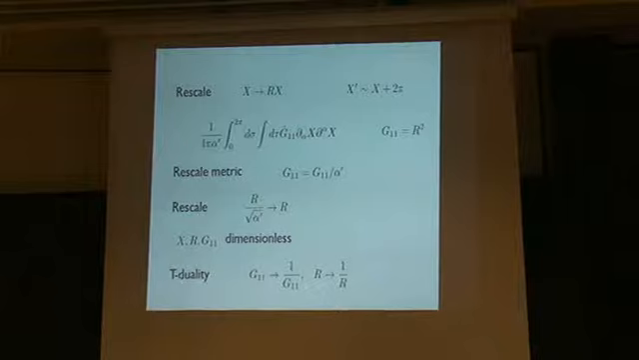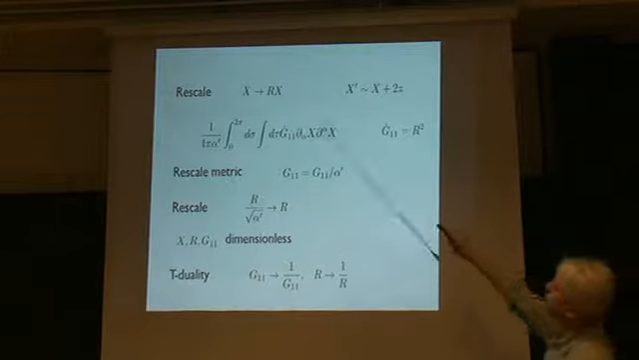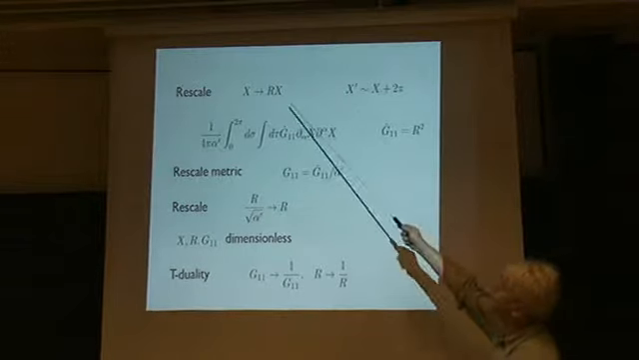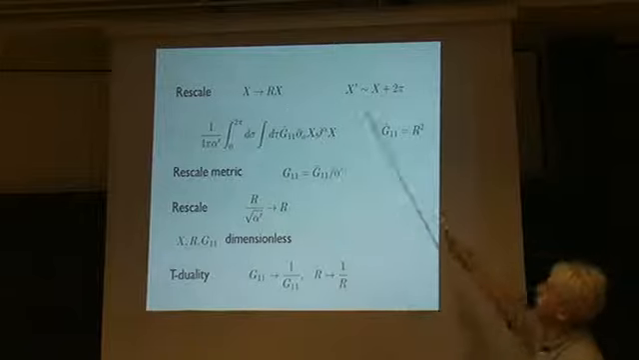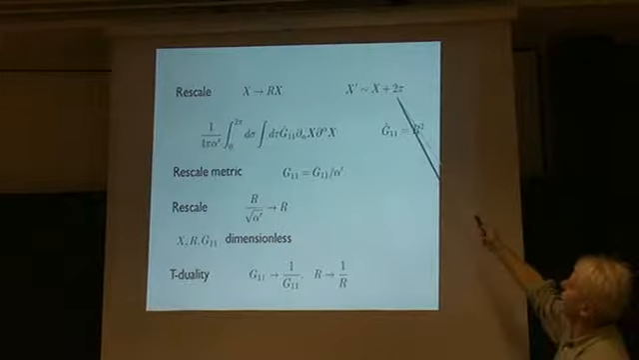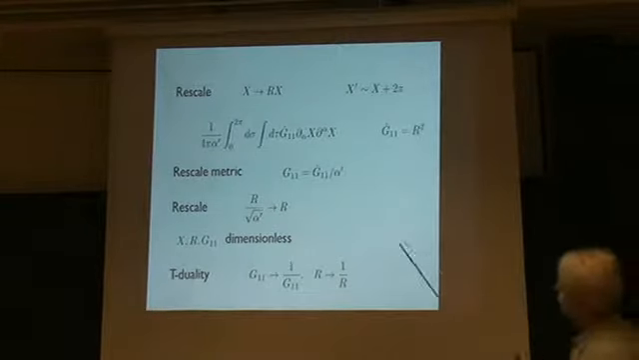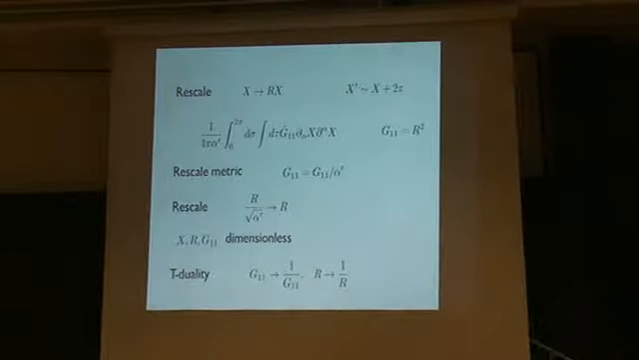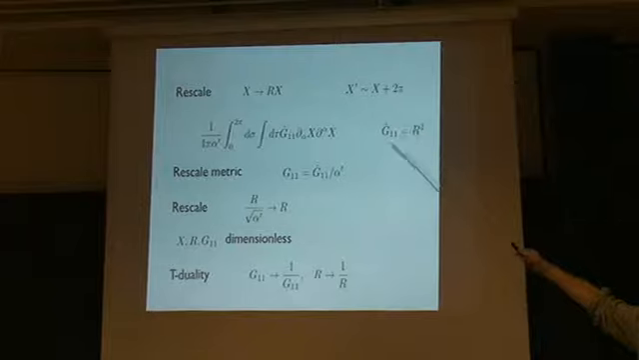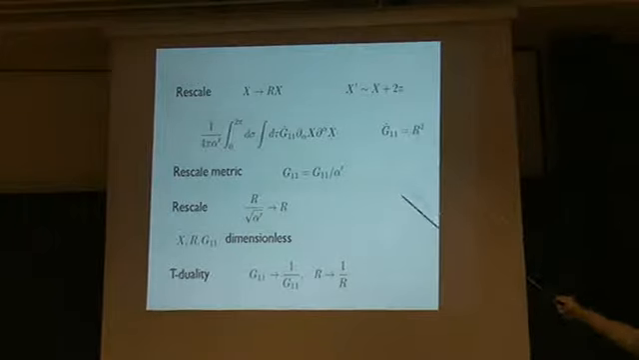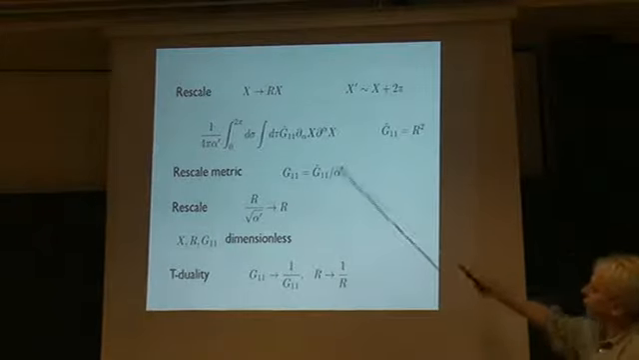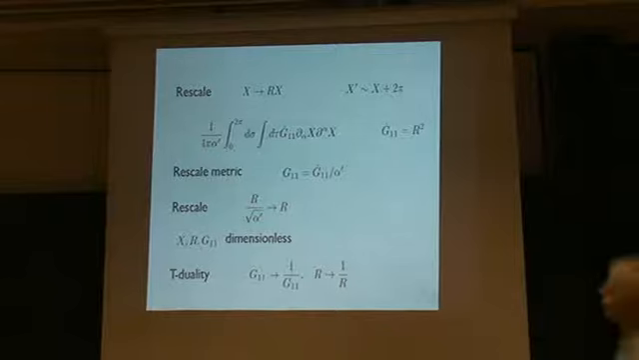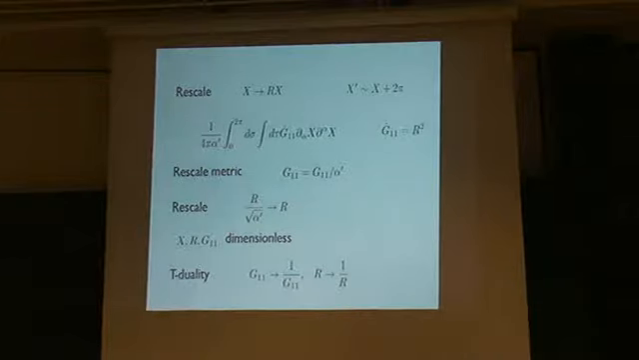And we can rescale the fields by factors of R, so that X becomes dimensionless with period 2 pi, and we could introduce the component of the metric as R squared and call that G11. We can rescale that to make it dimensionless, and then rescale R into units of root alpha prime, so that we end up with X, R, and G11 being dimensionless.